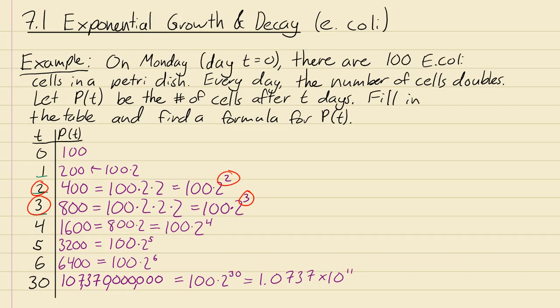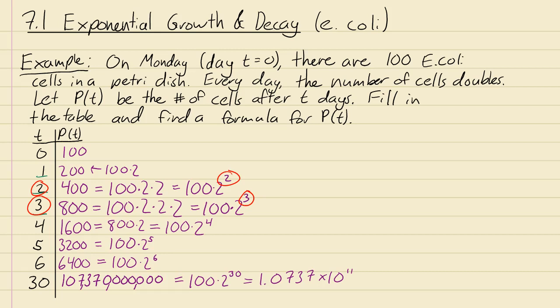So on day 30, maybe there's actually that many E. coli cells there, or maybe they just ran out of food in the petri dish, and it maybe doesn't really continue growing, doubling like this forever. But yeah, it will increase a lot whenever you have something that doubles every time like this. So what is the formula that we're using here? How are we calculating these output values based on the input values? We're doing 100 times 2 to the power t for all of these.